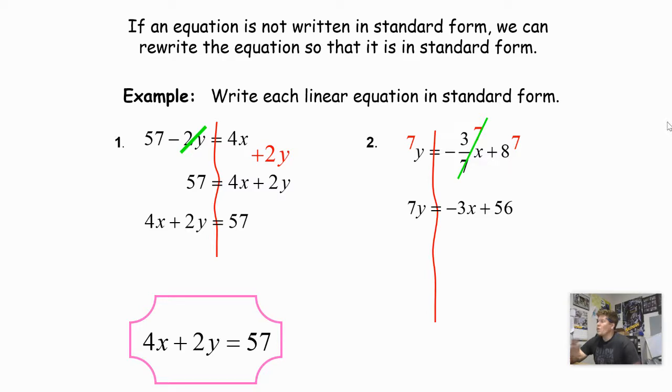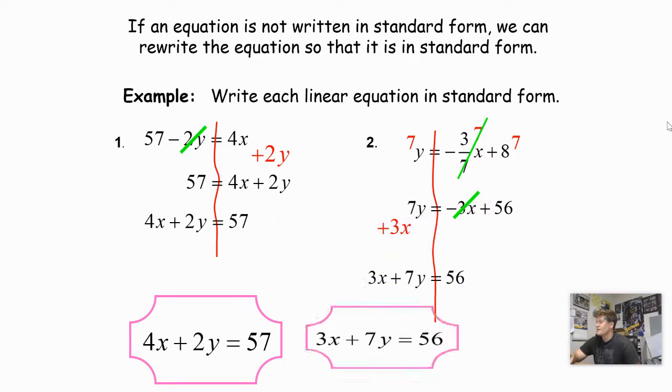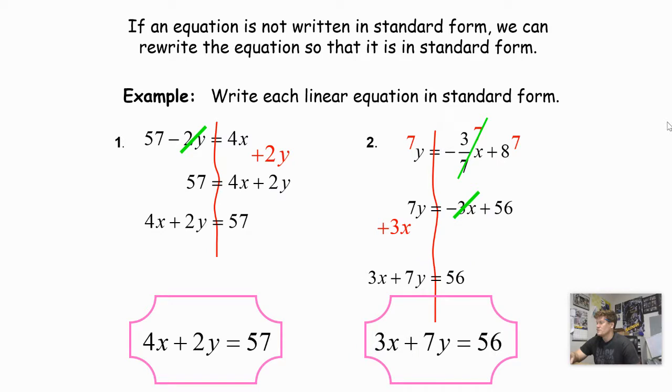So now I have whole numbers or integers with that negative 3x. I want to get both x and y on the same side, so I'm going to move that negative 3x to the other side. What's the opposite of negative 3x? Positive, so I'm adding that 3x to the other side, which makes this 3x plus 7y equals 56. Final answer, you got it.